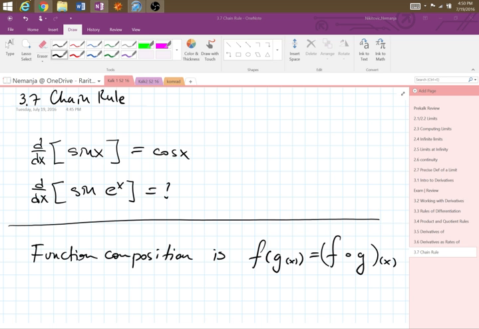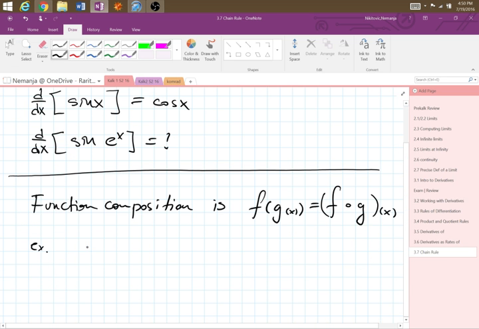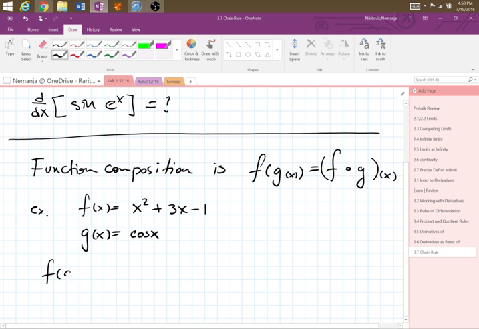So an example for something like this would be, let's say, f of x is equal to x squared plus 3x minus 1, and then g of x is equal to, let's say, cosine x. So how much is f of g of x? Now this means that g is plugged into f. So f provides the main structure of the function, and then g would fill in for every x.